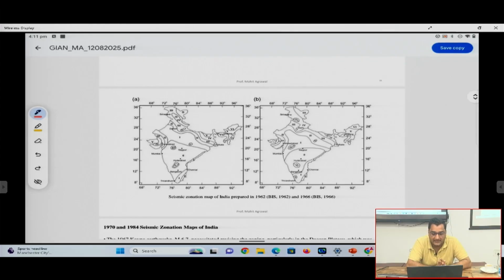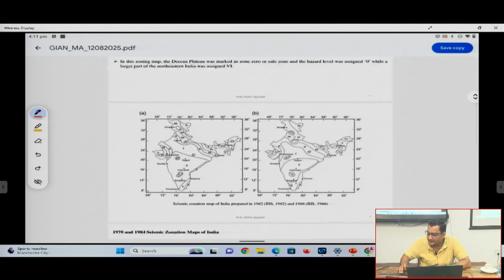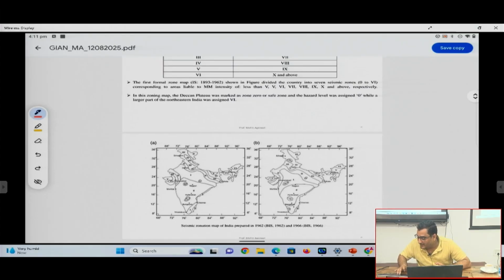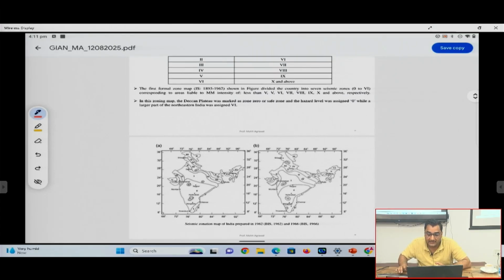Okay, and then this map was revised in 1966, and in 1966 they also considered some more parameters, and they squeezed the 0 region further to the south of Nagpur, and then came up with the new map in 1966.